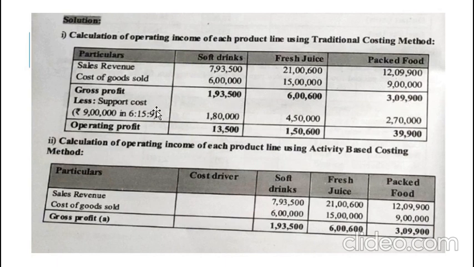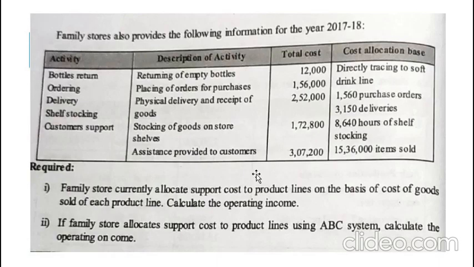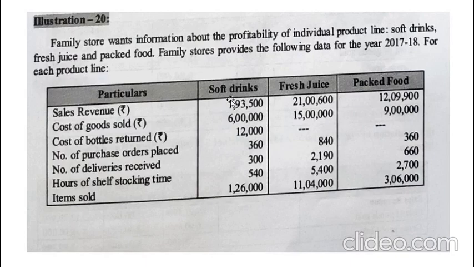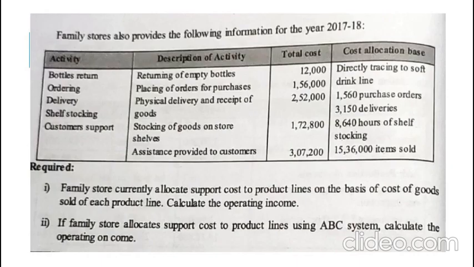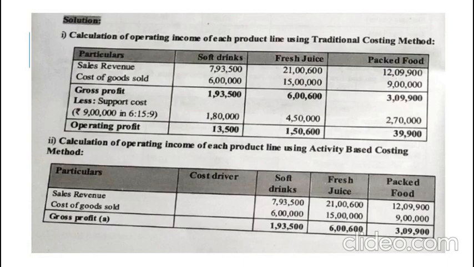With this, you will minus your support cost. So as you have given in the question, your support cost will be allocated based on the cost of goods sold for each product line. So there are three product lines here: soft drink, fresh juice and packed food. The support cost here is your bottle return, ordering, delivery, shelf stocking and customer support. So we need to add up our total supporting cost, and after adding it, we will allocate based on the cost of goods sold.